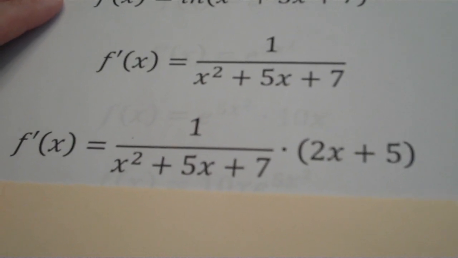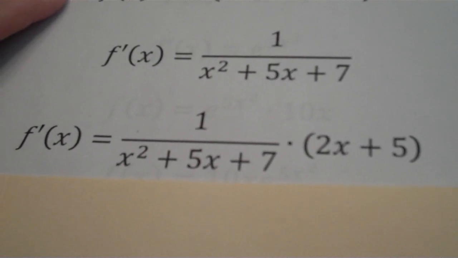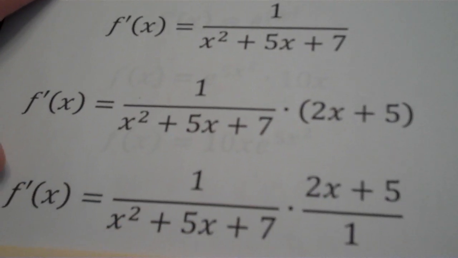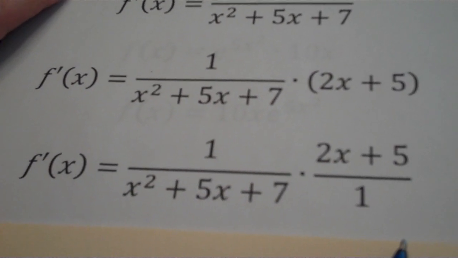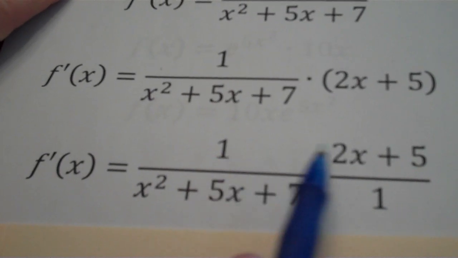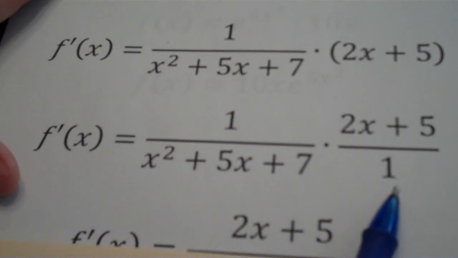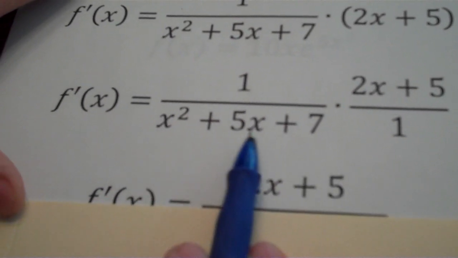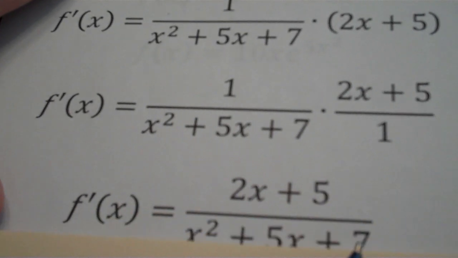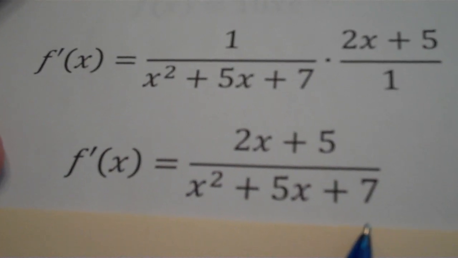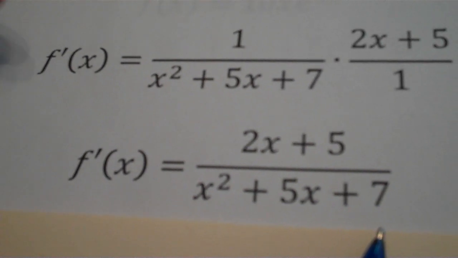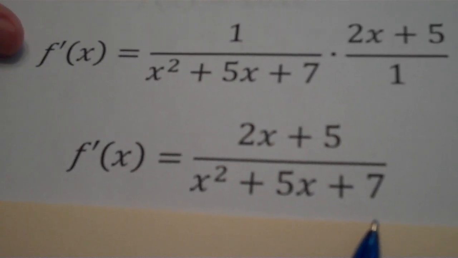But let's try to put it in the right form, shall we? I need to rewrite this as a fraction. Think of it as 2x plus 5 over 1. So this simply becomes 1 times 2x plus 5, or 2x plus 5, over x squared plus 5x plus 7 times 1, which is just x squared plus 5x plus 7. And now I really do have my final answer in a more proper form.